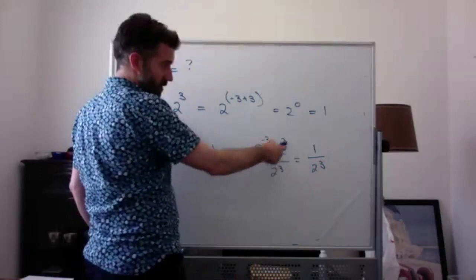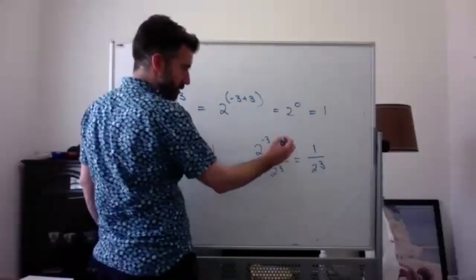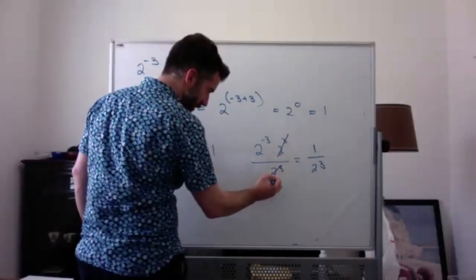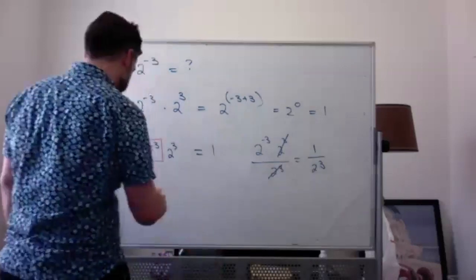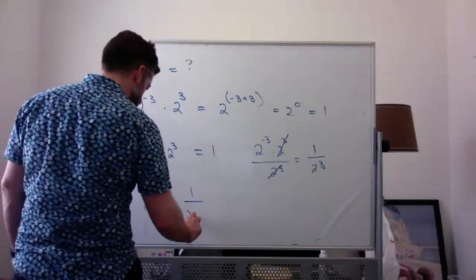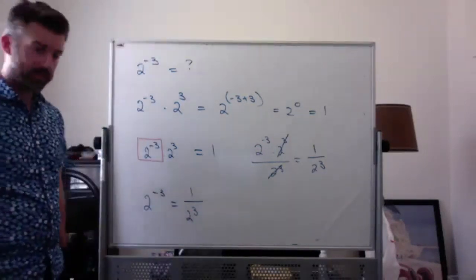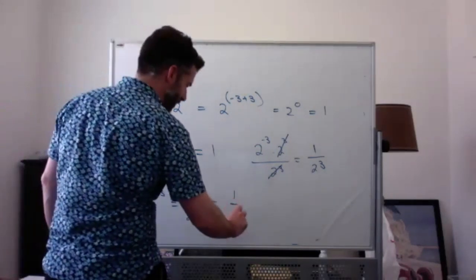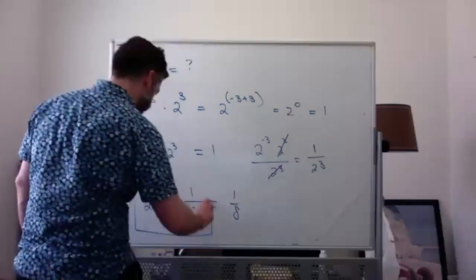Dividing by 2 to the 3rd, the 2 to the 3rd and the 2 to the 3rd divide out. 2 to the 3rd divided by 2 to the 3rd is just 1. So I'm left with 2 to the -3rd equals 1 over 2 to the +3rd, which we can write as 1/8. But this is the part I care about.